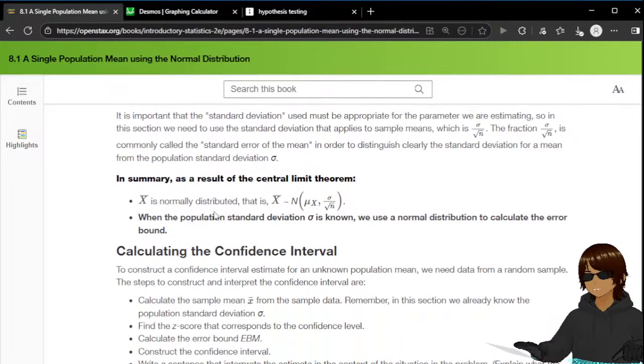X bar is normally distributed. That is, X bar is normally distributed as mu and sigma over root n. This is a result of the central limit theorem. When the population standard deviation sigma is known, we use a normal distribution to calculate the error bound.